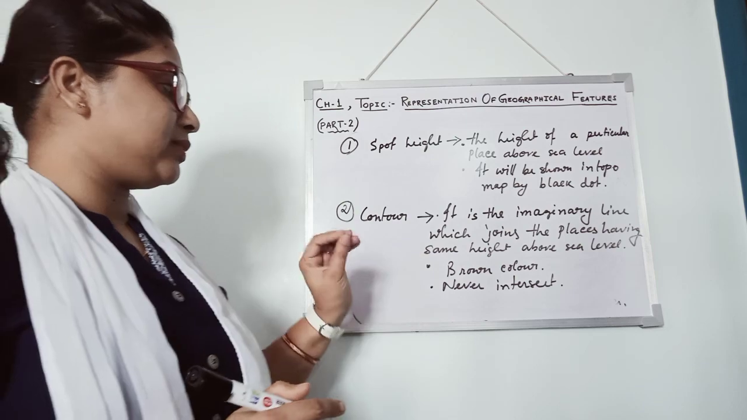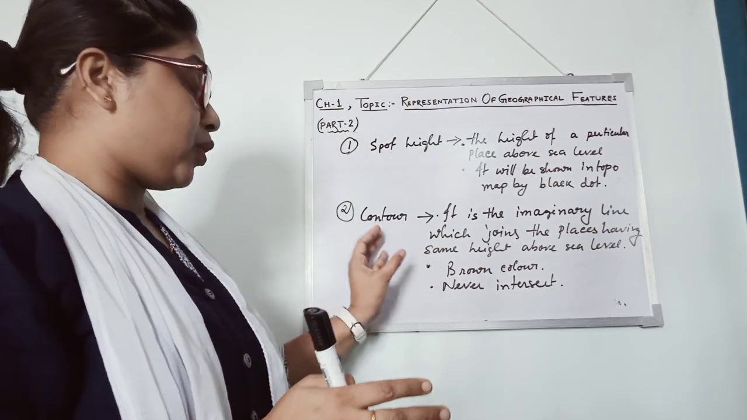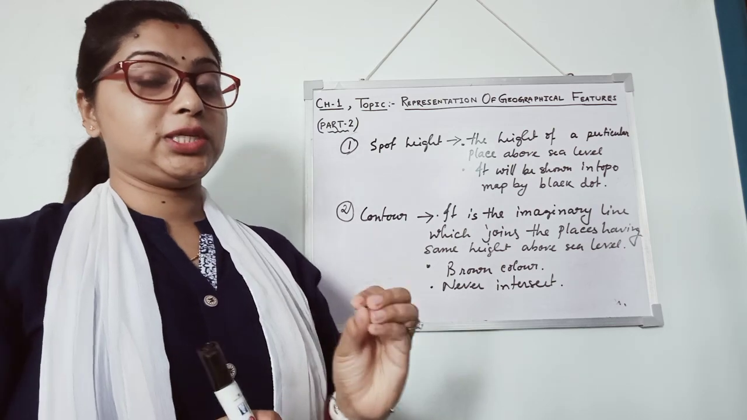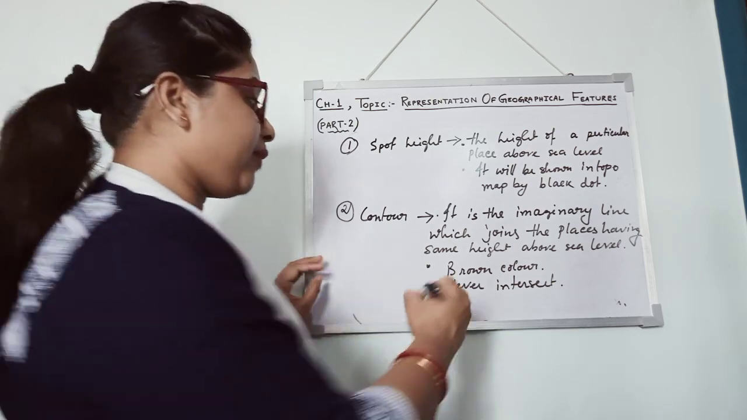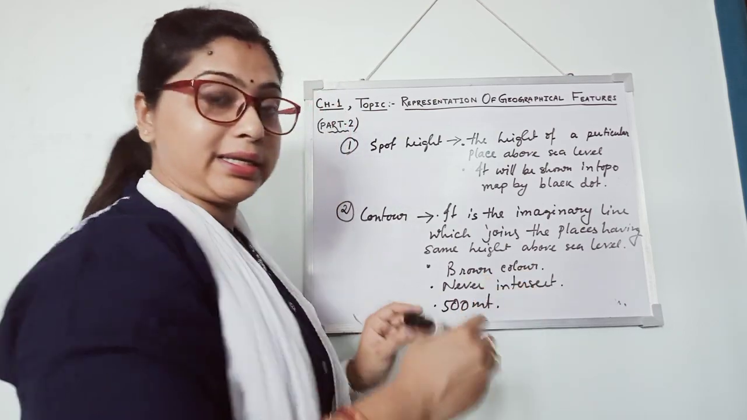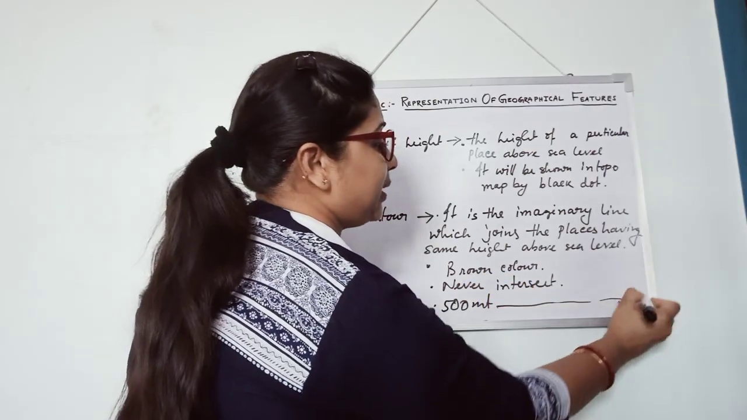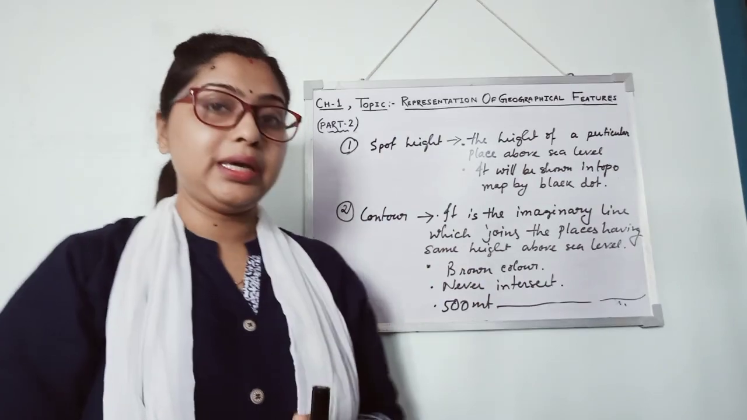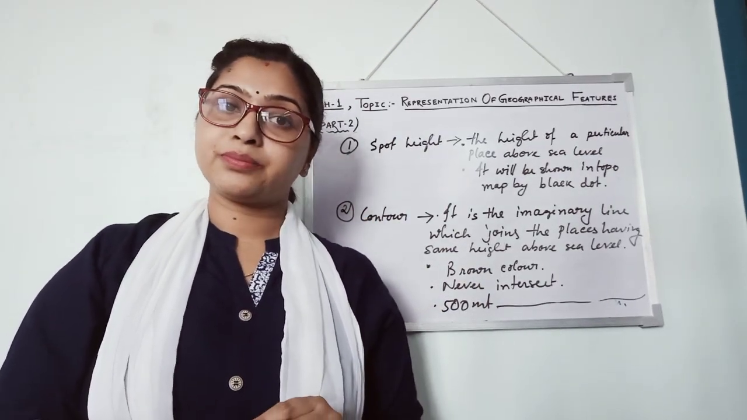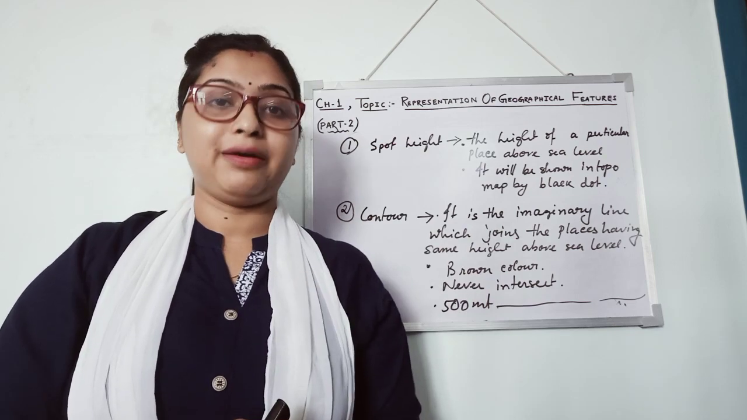So here it is very clear that a contour basically shows and joins the places which have the same height. If I give an example, a 500 meter contour means it shows all the places having the same height over that ground, or over that sea level. Is it clear?